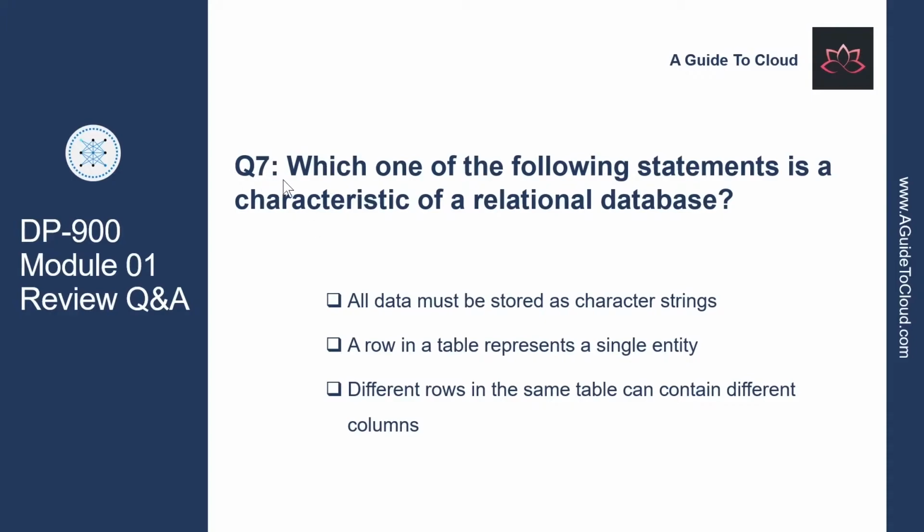Let's look at question number 7. Which one of the following statements is a characteristic of a relational database? So I'm going to read out these statements to see which one makes sense. All data must be stored as character strings. Definitely doesn't make any sense. Different rows in the same table can contain different columns. Definitely not the right answer. A row in a table represents a single entity. Absolutely correct. Each row in a table contains the data for a single entity in that table. That is a characteristic of a relational database.